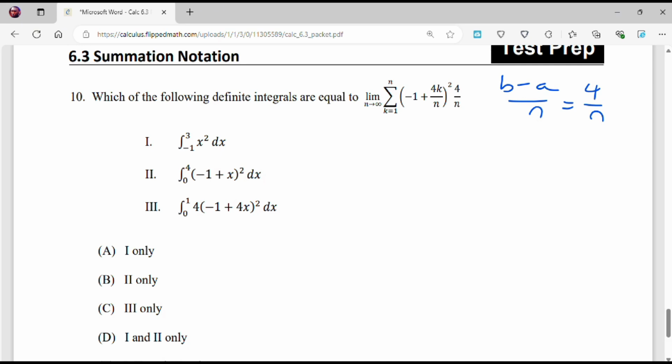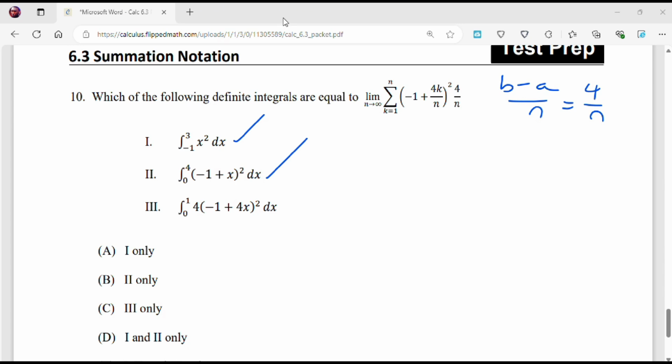First one, 3 minus negative 1 is 4. That works. 4 minus 0. Okay, that works. And then we have 1 minus 0. But we do have a 4 as the coefficient, so I'm not going to rule that out just yet.